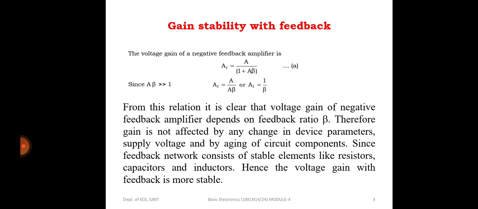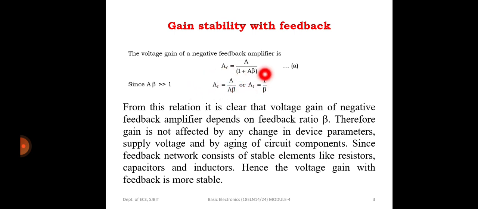So let us first consider the voltage gain of a negative feedback amplifier, which is given by AF equal to A by 1 plus beta A. Since A beta is much greater than 1, we can write the closed loop voltage gain as AF equal to A by A beta, where AF is equal to 1 by beta.